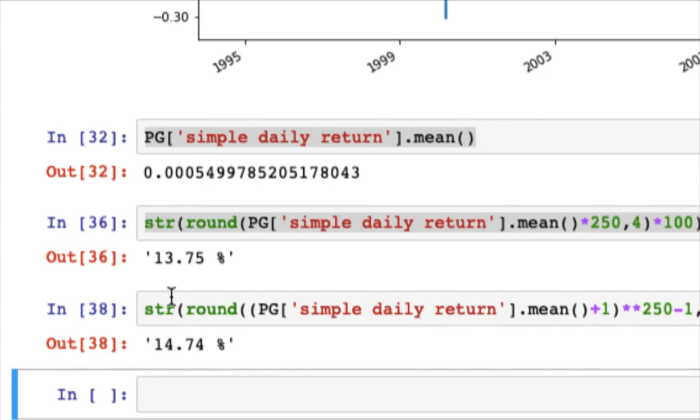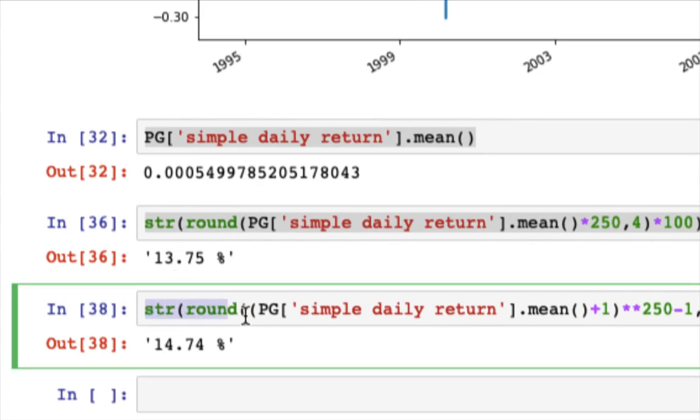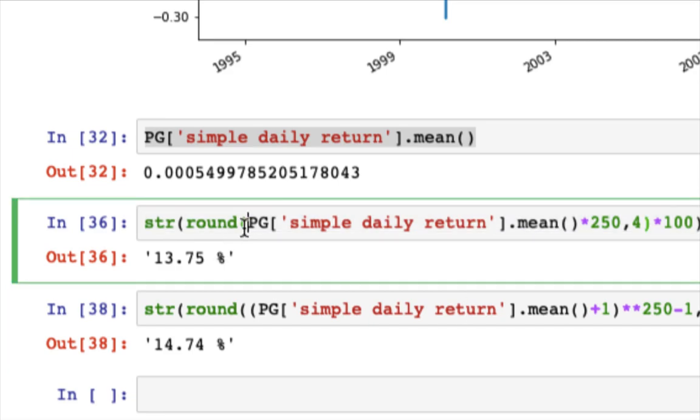Look at the difference. It's a 1% point difference. This is the correct formula, which converts your simple daily return into a simple yearly return. And this is the approximate formula. So please don't use the approximate formula for simple returns, always the correct formula.